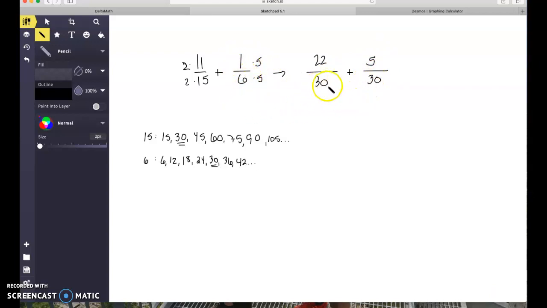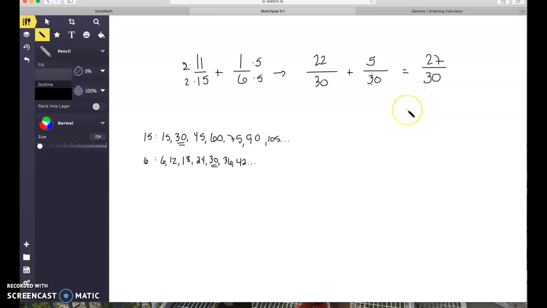And now I have a common denominator, so I can just add my numerators, right? So 22 plus 5 gives me 27 over 30. Sorry, my mouse got away from me there. Here, let me see if I can correct that so it's easier to read. 27 over 30.